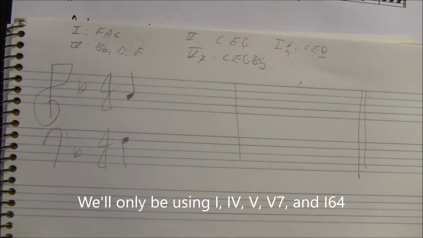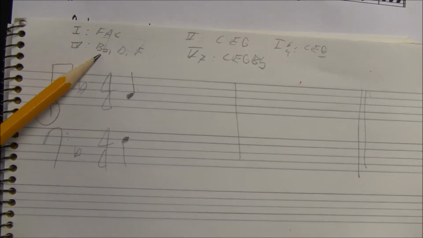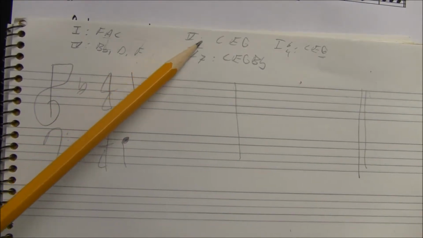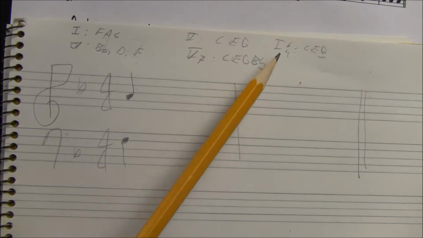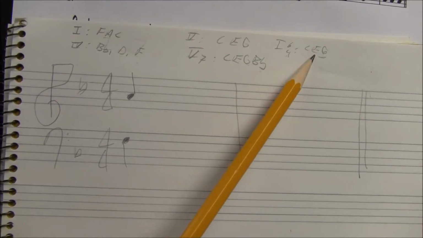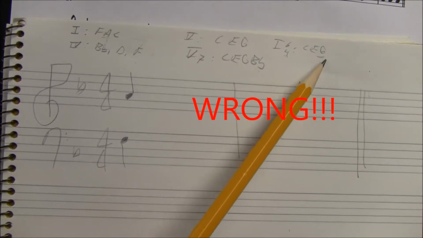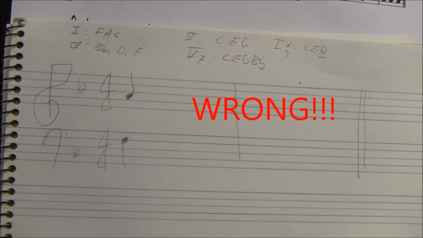1 chord. So in the key of F, the 1 chord is F, A, C. The 4 chord, B flat, D, F. 5 chord, C, E, G. 5/7 chord, C, E, G, B flat. Or the 1/6/4 chord, which is also C, E, G, except for the G is going to be on the bottom, because in 6/4 the 5th is on the bottom. So those are the only chords that you'll see.